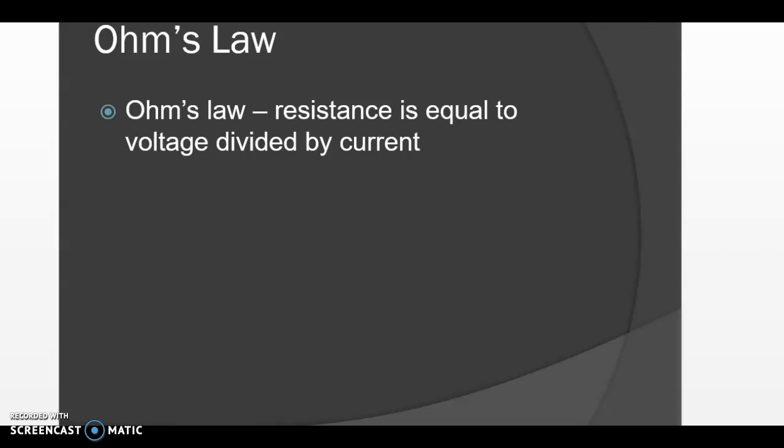So you can rearrange that equation in many different ways to figure out anything about a circuit. You can figure out the voltage, you can figure out the current by using any of the other 2 numbers. If you have 2 parts to this equation, you can figure out the other.